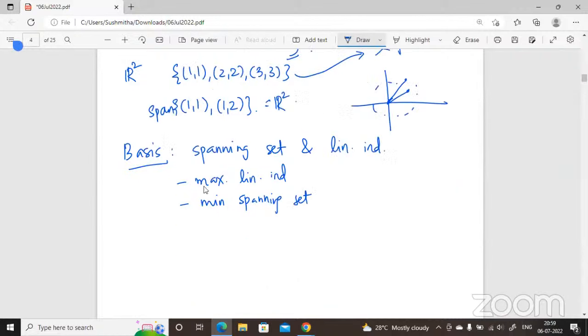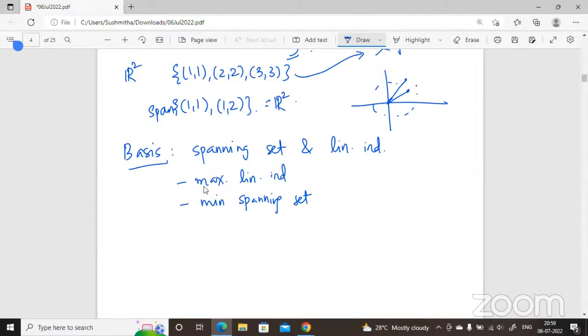So it is the maximal linearly independent set. That is, if you add even one vector more to the set, it's not going to remain linearly independent. Or it is a minimal spanning set. If you remove even one vector from the set, it's not going to span the vector space, then it is a basis. So in some sense, we are looking for the smallest set which is going to do all the job for us. So it's a spanning set which is also linearly independent.